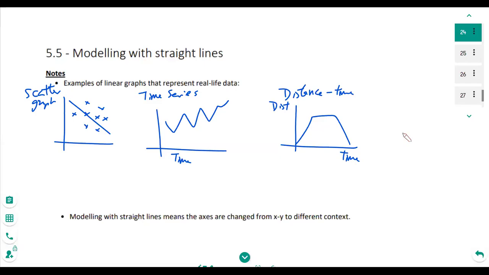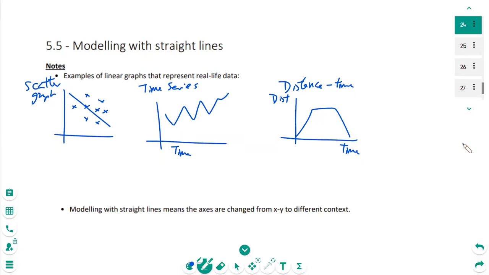This is Pure 1, chapter 5.5, the last chapter of straight lines. If you know Bowser from Mario, the final boss for Mario, same thing for modeling with straight lines. Modeling is the final boss for straight lines. Students sometimes have issues applying the straight line equation to modeling questions, but don't fret, I'm here to help you go through how we get into modeling mode to answer some of those questions.